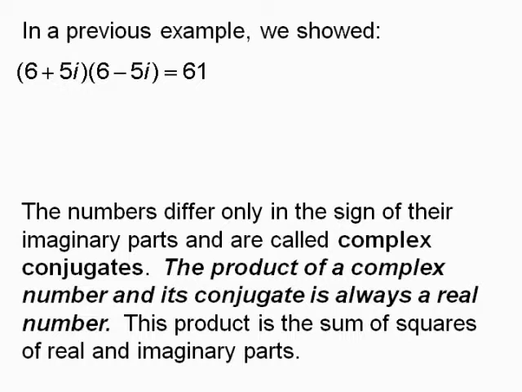foiled 6 plus 5i times 6 minus 5i, and remember, FOIL goes to Florida whenever this happens. So all you have to do is take the 6 times the 6, the first two terms. The last two terms, 5i times a negative 5i, is minus 25i squared. Remembering that i squared is that number -1 in disguise, you will get 36 plus 25 for the answer 61. So the product of a complex number and its conjugate is always a real number.